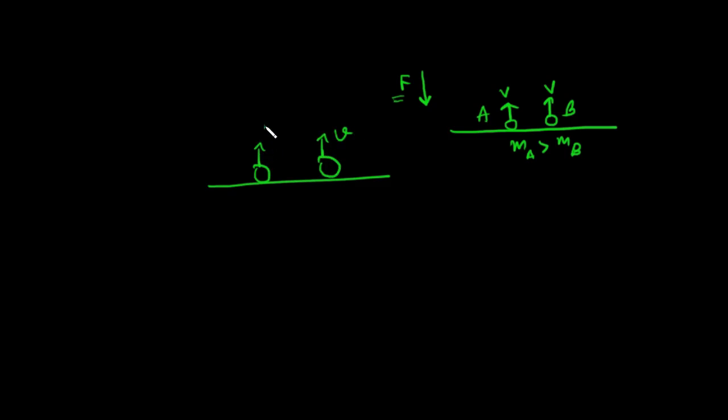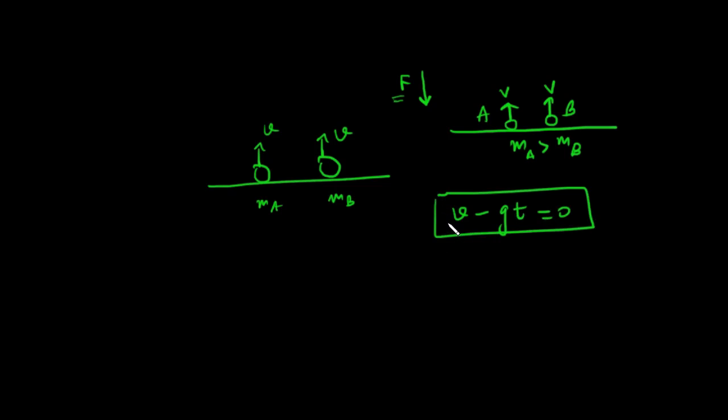Some other thing would have happened. Since velocities are the same, for example, let us say this is mass A and mass B, masses would not have come into play, because at the end the final velocity would have been 0, so V minus GT would have been 0. Since we are taking this with respect to the equation of motion, G is along the opposite side. So V minus GT would have been 0, and finally it would have come down after stopping.